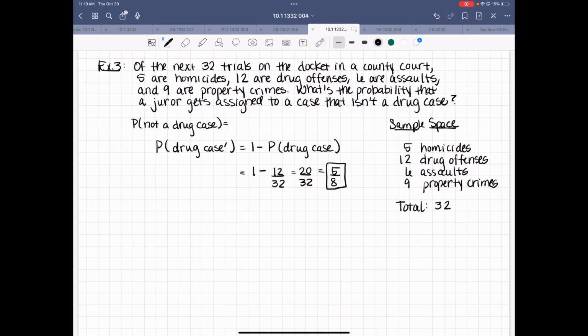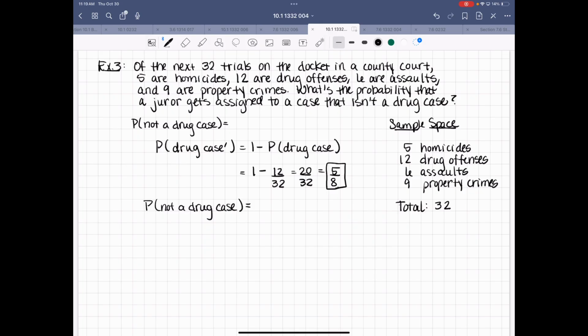Now let's say you don't like the old complement formula and you don't want to use it. My probability that it's not a drug case is going to go like this. You can do it like this for this problem because there's not a lot of numbers. Well, how many aren't drug cases?